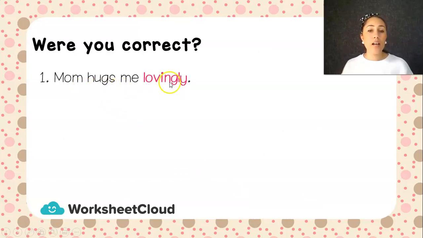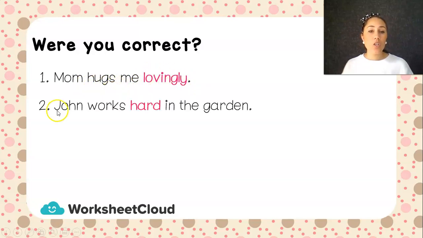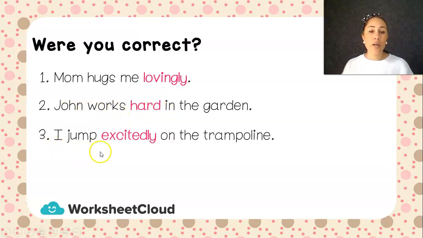Mom hugs me lovingly because lovingly tells me how Mom hugs. John works hard in the garden because works was my verb and hard tells me how John works. I jump excitedly on the trampoline. So jump was my verb and excitedly tells me more about how I jump.